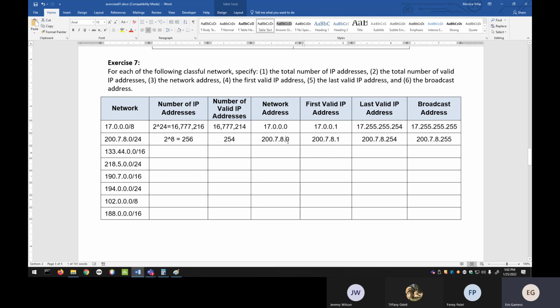How do I get this 0 here? All the host bits have to be in 0. When all the host bits are in 0, I get the network address.